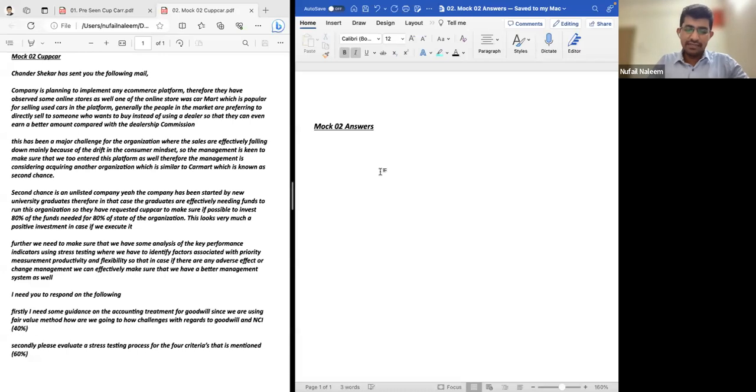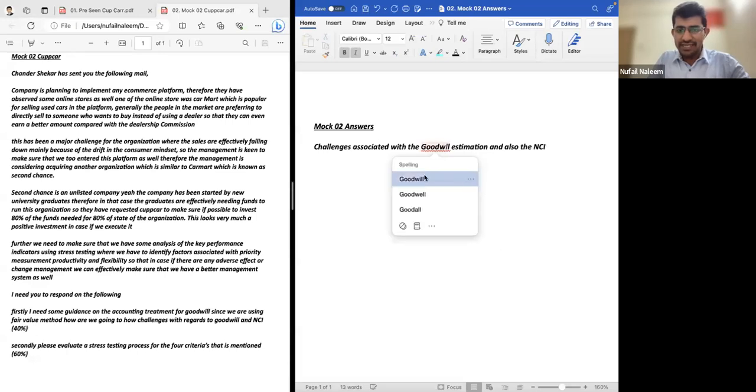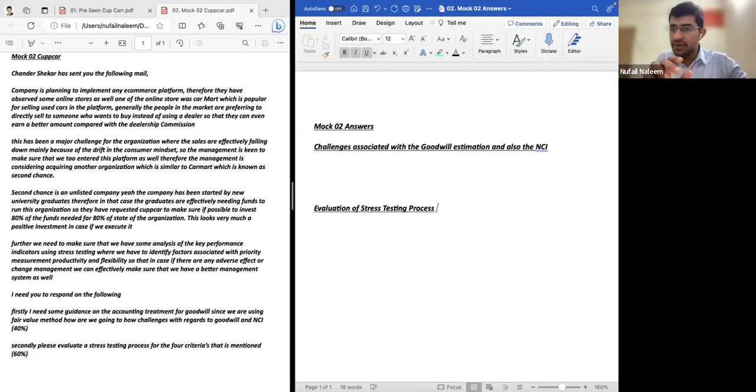So what I do is I'll just write down here: challenges associated with the goodwill estimation and also the NCI. Goodwill estimation, and also NCI, that is also done. Then, if I'm not mistaken, secondly, evaluate. So I'll write down here, evaluation of stress testing process. Evaluation of what? Stress testing process. There are 4 criteria they have effectively given.